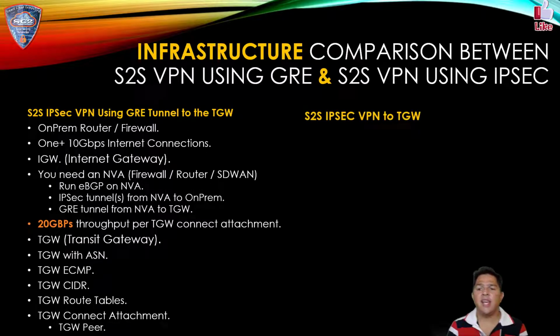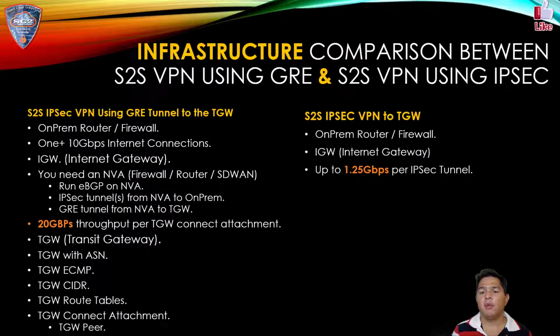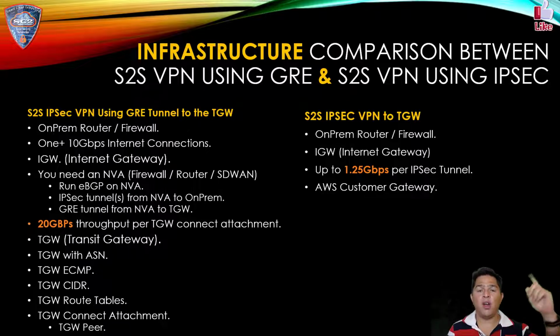Now, the site-to-site IPSec VPN to transit gateway needs an on-prem router or firewall and an internet gateway. It'll provide up to 1.25 gigabits of throughput per IPSec tunnel. You need an AWS customer gateway. The AWS customer gateway is the IP address of your on-prem public IP that will be used to build the IPSec VPN tunnel.